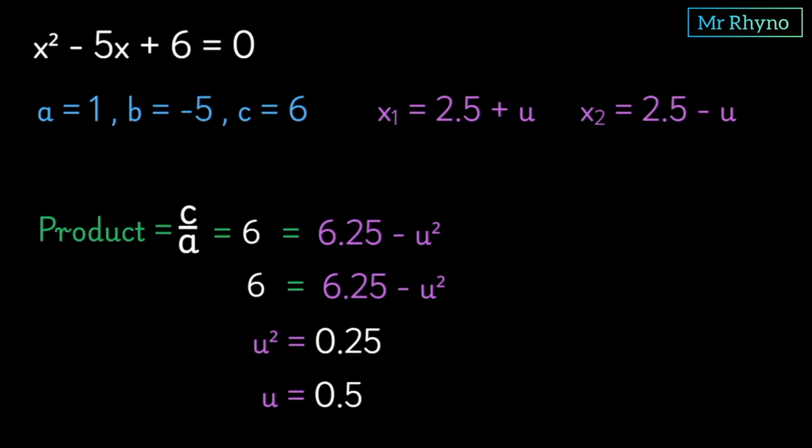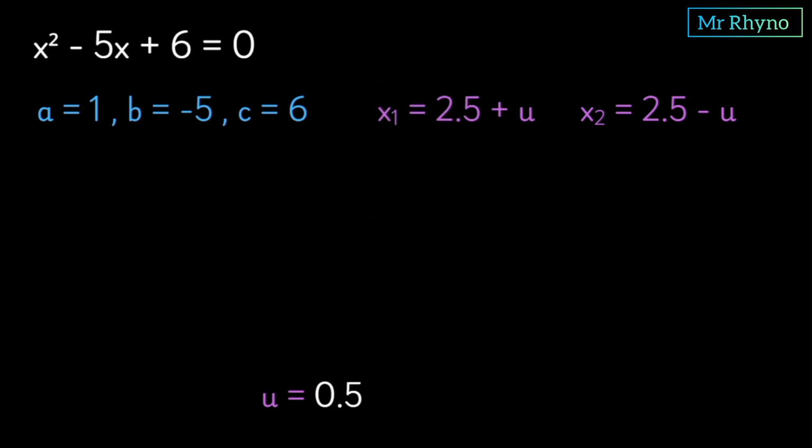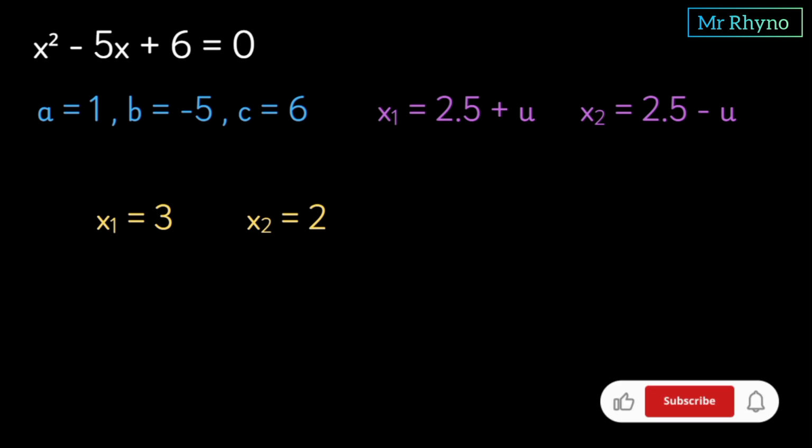x1 shall be 2.5 plus u and we've got our u as 0.5. So we shall have it as 2.5 plus 0.5, and that gives us the value of x1 as 3. x2 shall be 2.5 minus u, which is 0.5, and that gives us the value of x2 as 2. So these are the two answers to this problem. What an awesome method. Hopefully you've understood this method.